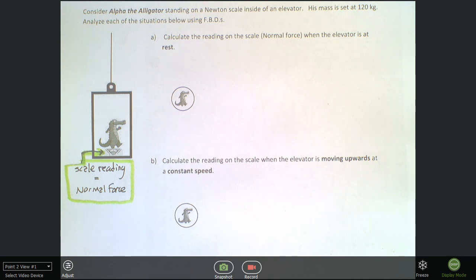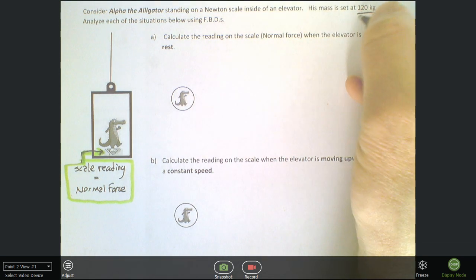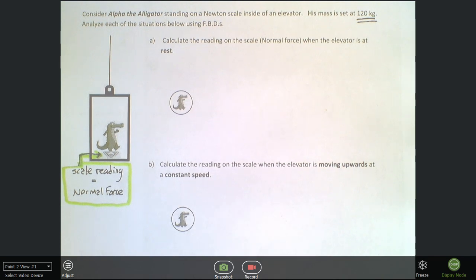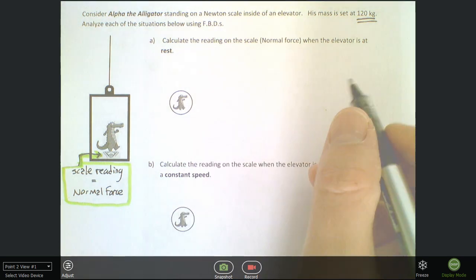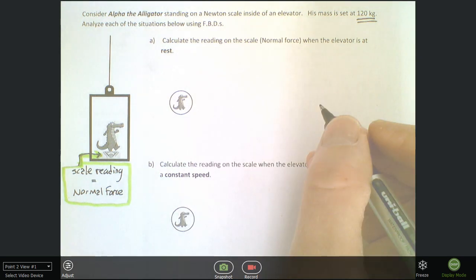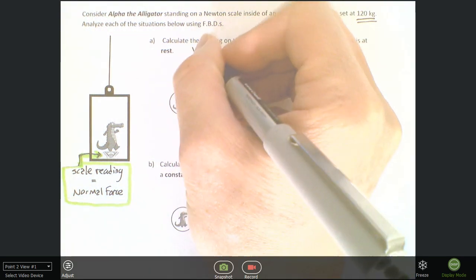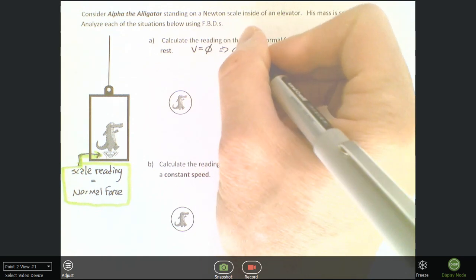Now, this alligator has a small mass of just 120 kilograms. Not that it really matters. We can do these questions without any values whatsoever, but we're going to do this. Calculate the reading on the scale, the normal force, when the elevator is at rest. So the very simple starting point, the elevator is at rest. Now, if it's at rest, we're assuming that it is not accelerating as well.